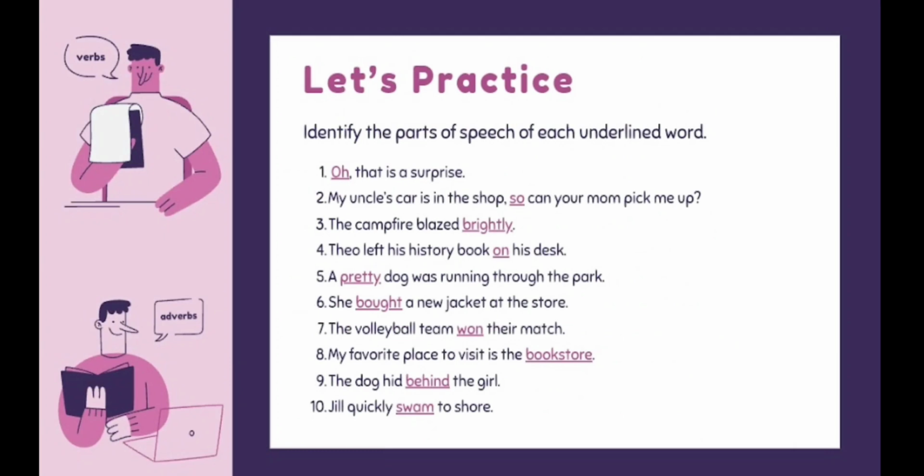Next, "Theo left his history book on his desk." The word "on" is trying to tell us the location of the book. So, what is this? That's right, it's a preposition.